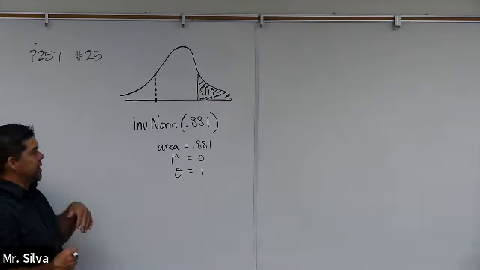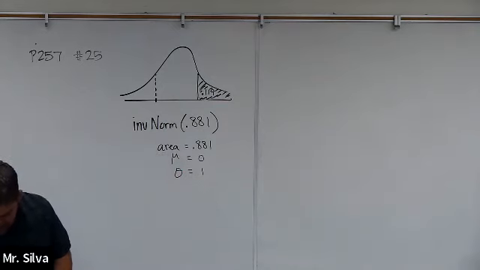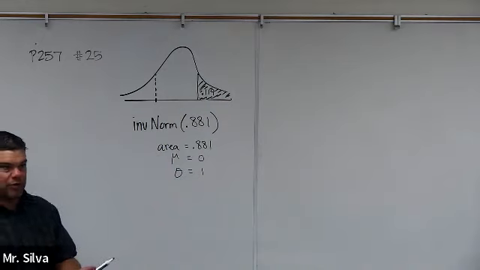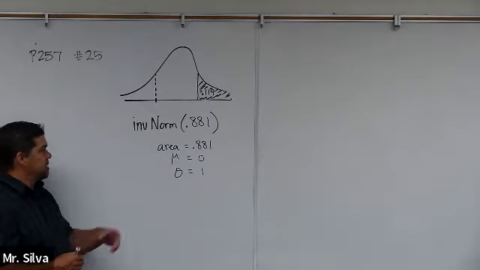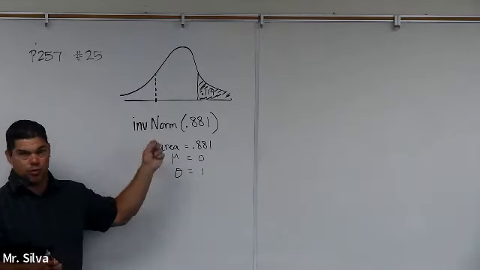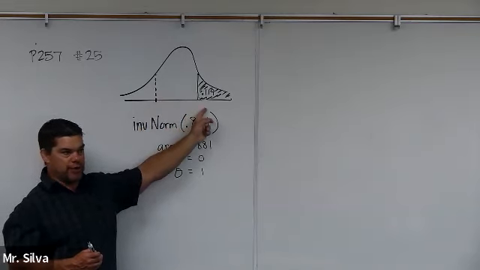If I did, again, inverse norm 0.119, that'll give me a negative z-score, negative 1.18. So you might come up with a negative z-score, negative 1.18. But this z-score is positive. This is negative 1.18. This is positive 1.18.